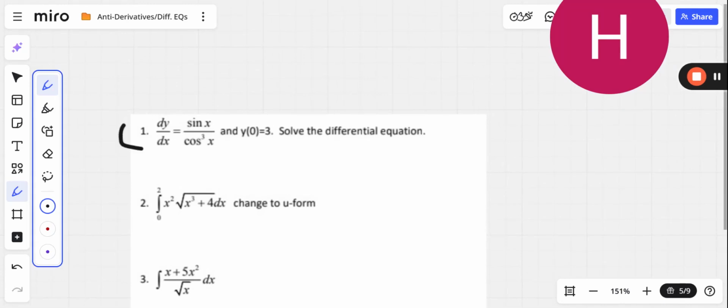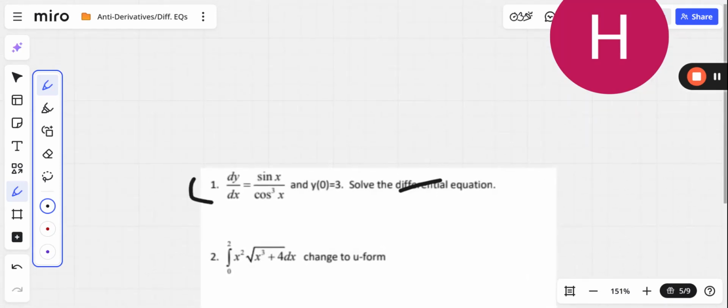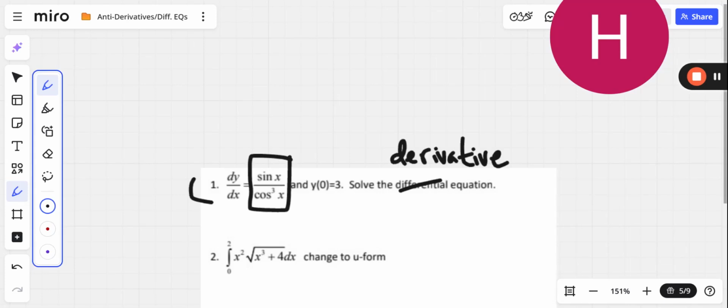Number 1, this is called a differential equation, as indicated by the fact that it says solve the differential equation. This differential equation is essentially just a derivative equation. So you might just want to think of this as a derivative equation. It tells us something about the derivative, and you'll notice that in this case, the derivative only depends on x. So this is not an implicit differentiation kind of scenario. It just depends on x, which means we can find what y is.